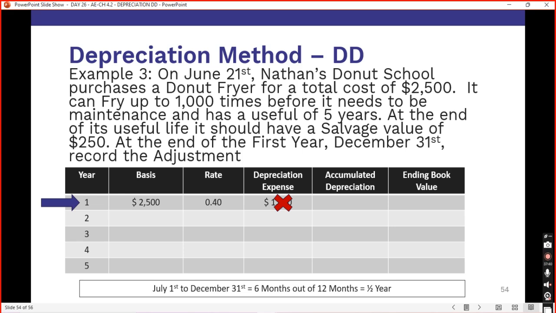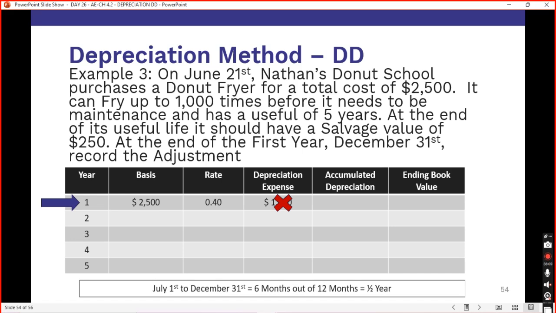Now it's very important because you are going to get random numbers. This is a nice, easy example where we use it for half the year. I can give you random months. I could say April. I could say August. You need to be able to determine out of the year how many months you actually used it for. In this case, we used it 6 months out of the 12 months for the year, which is also known as 1/2.